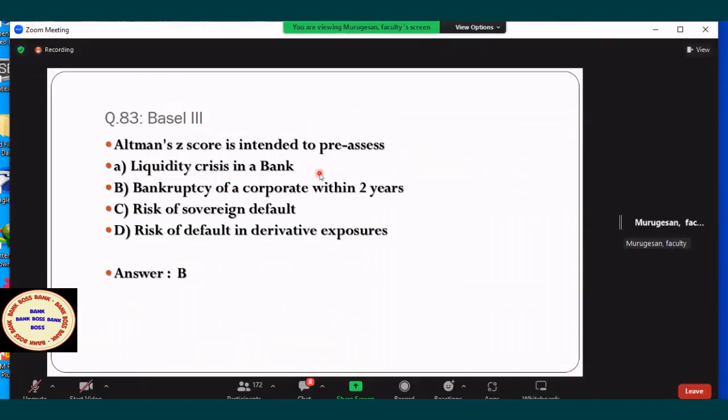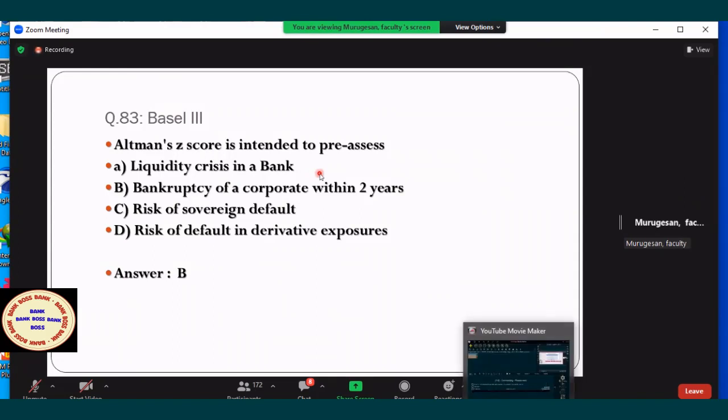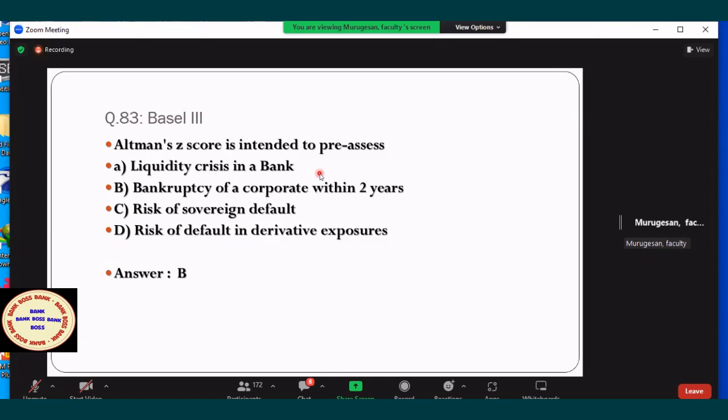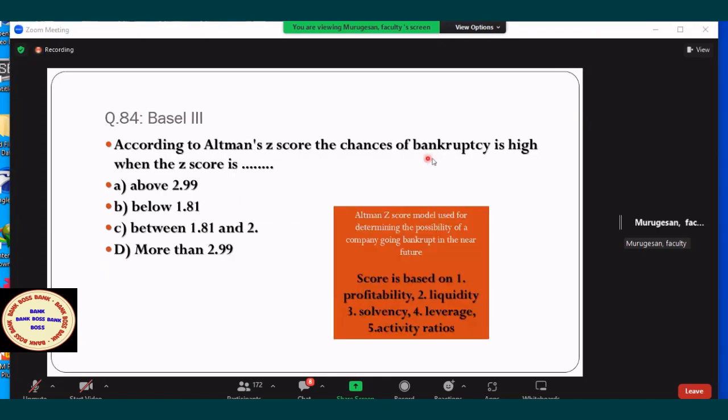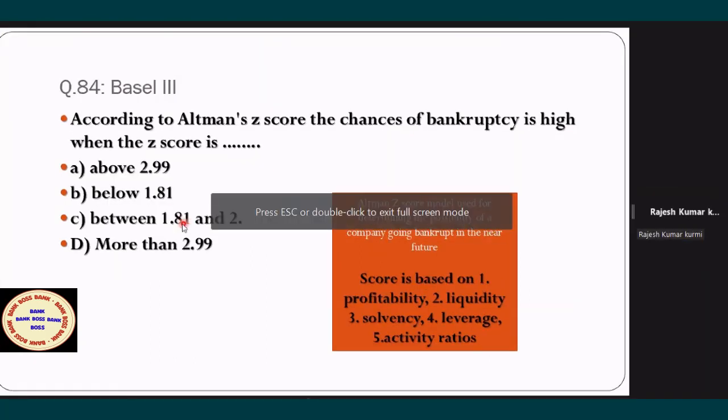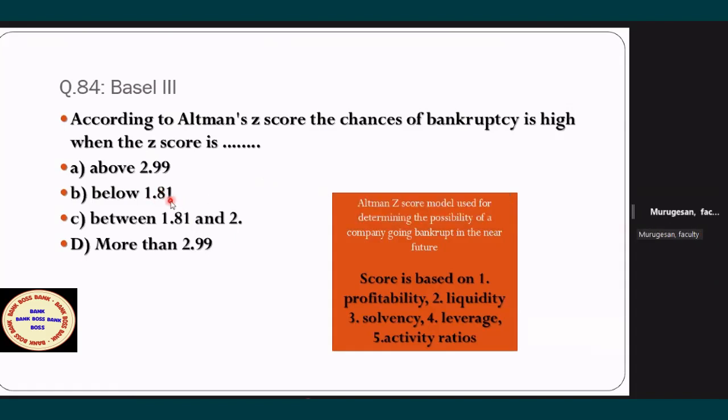If the score is high, the company is financially stable. If the score is low, the chance of bankruptcy is high. When the Z score is below 1.81, it is in the danger zone. Then it will become an issue. The particular company, in all probability, may become an insolvent company.